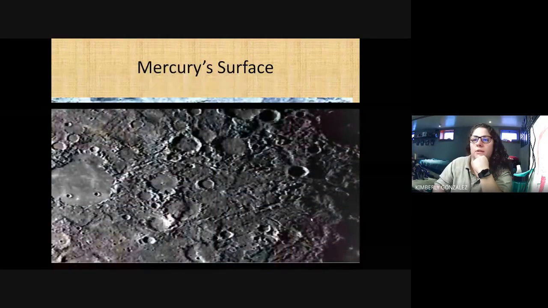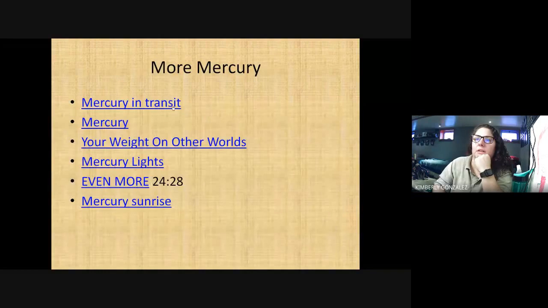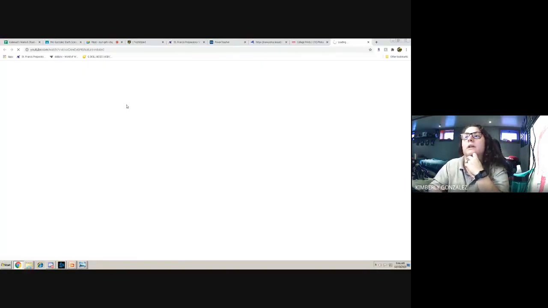Here's just another picture. See, to me, this looks like the moon the way that the picture is. If you gave me this picture and another picture of the moon, I probably wouldn't have been able to tell the difference. Let's see. Which one do we want to watch? Let's watch this one, if it works.